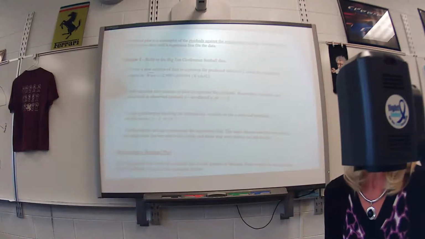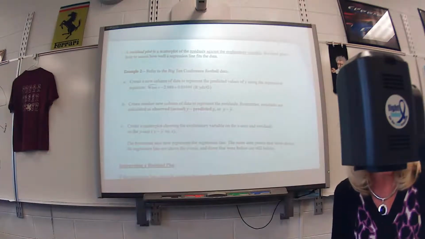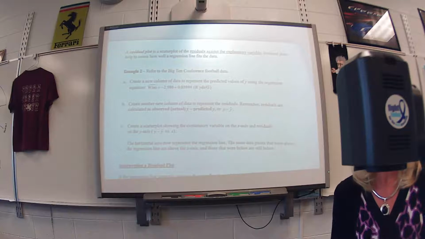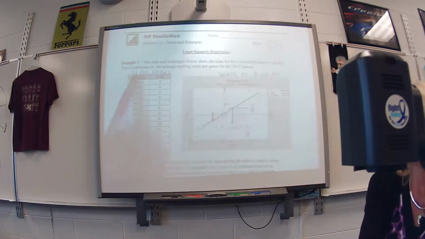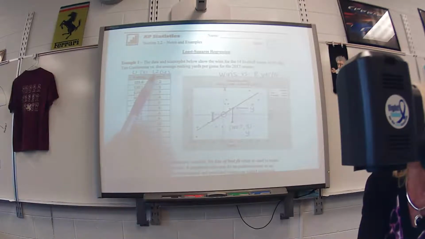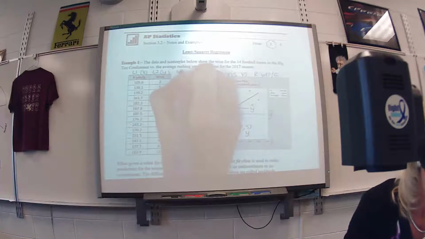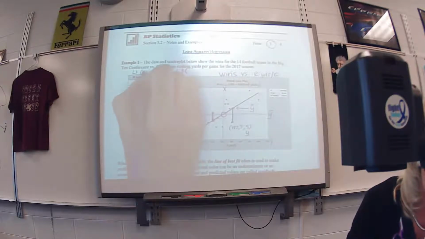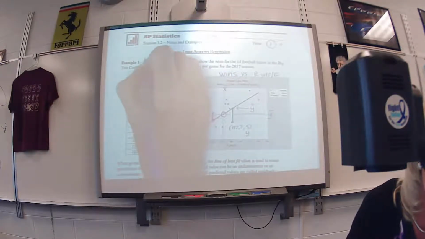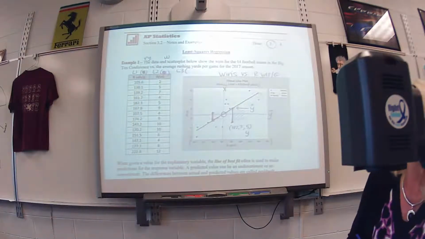So a residual plot is a standard plot of the residuals against the explanatory variable. What I have in my calculator right now is L1 and L2. We're going to need a new column, L3. I called my X column RY for rushing yards, and I called this column W for wins.